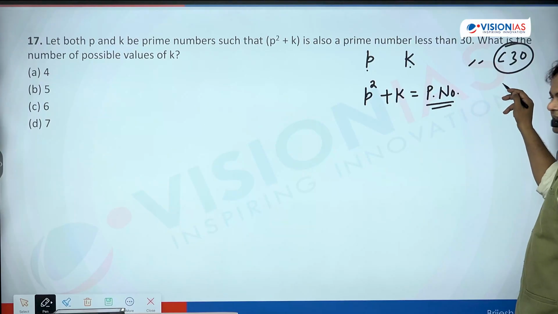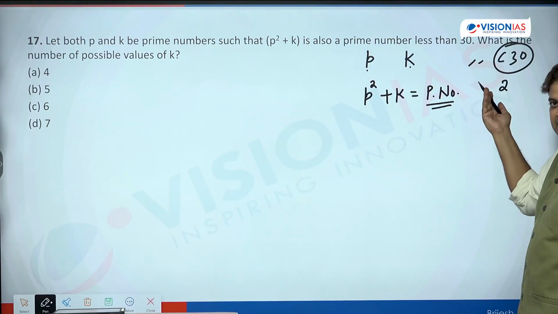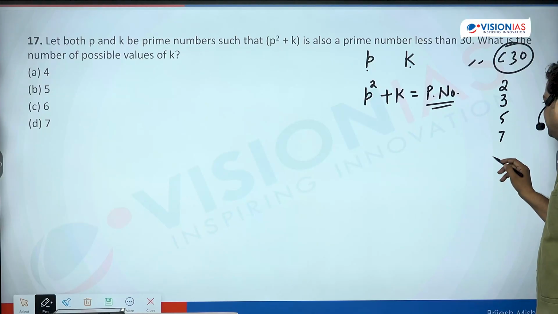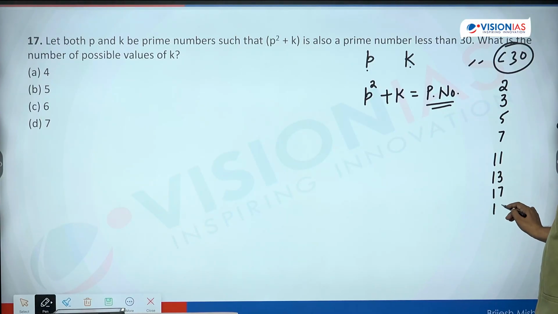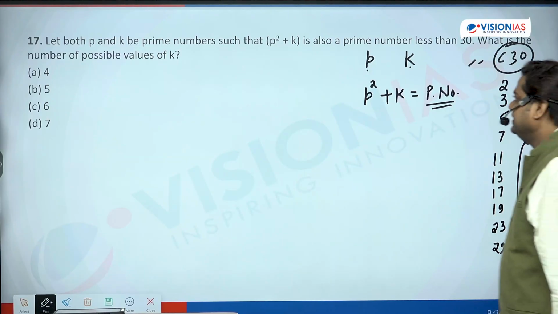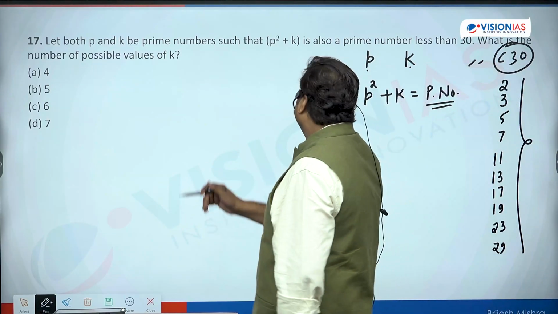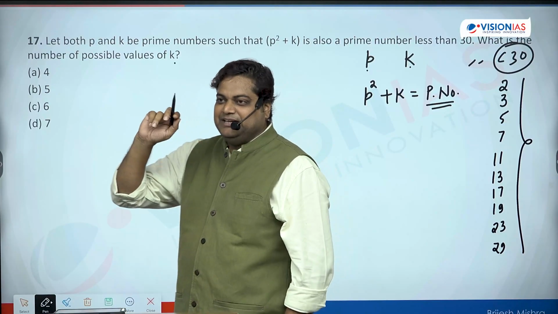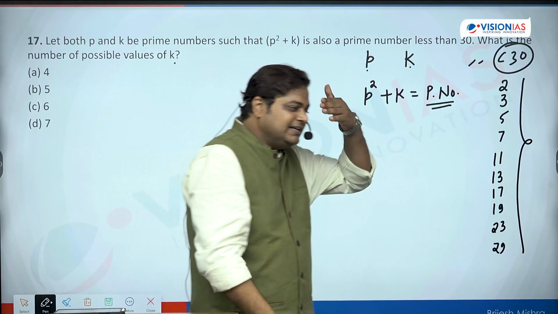So if we start with 2, we will start with prime numbers. We have 2, 3, 5, 7, then 11, 13, 17, 19, then 23, 29. So these prime numbers we have less than 30. Now it is written, what is the number of possible values of K? So we need to find out possible values of K.